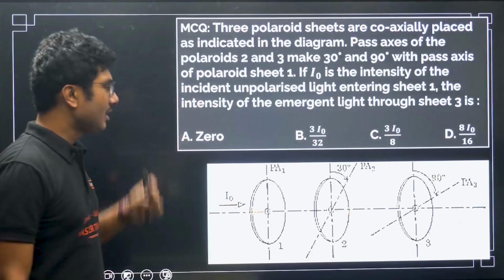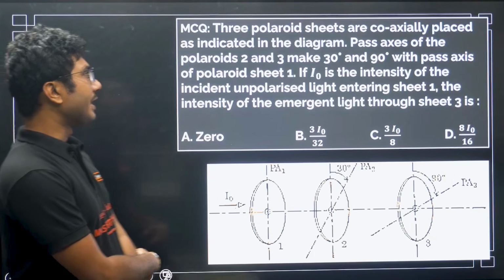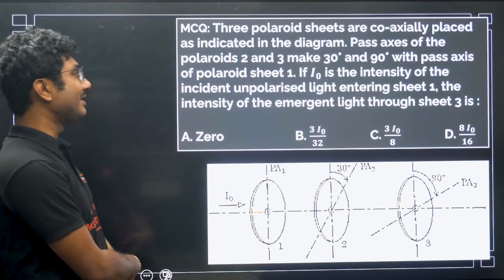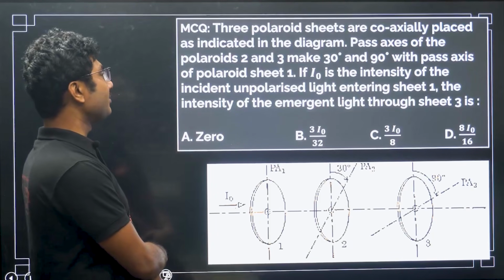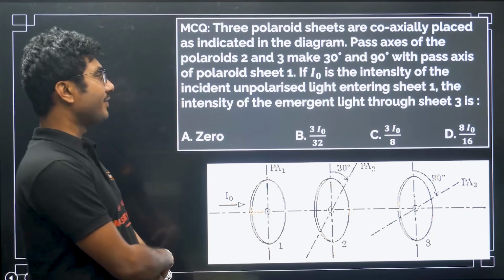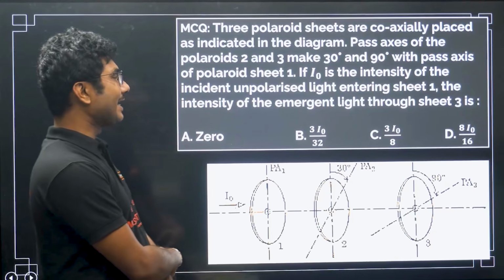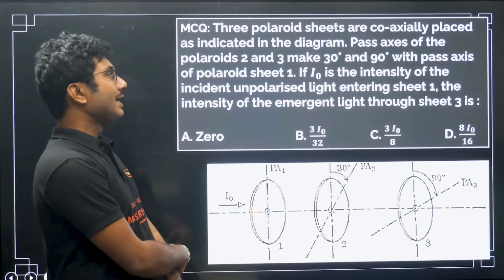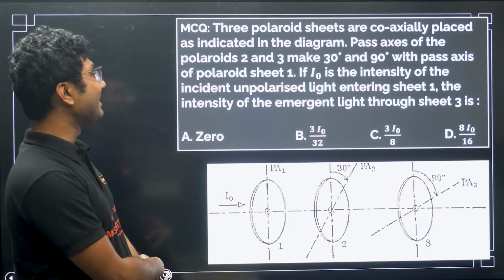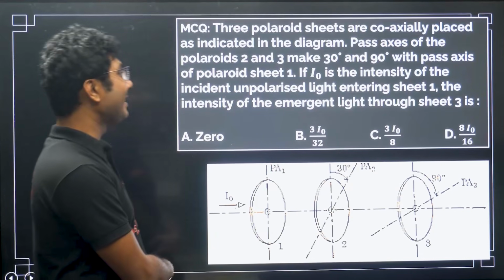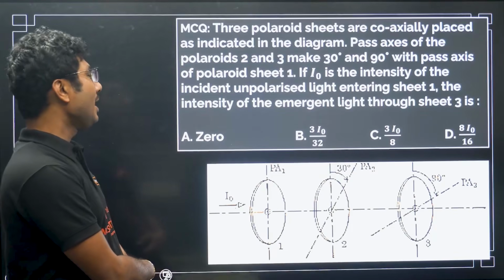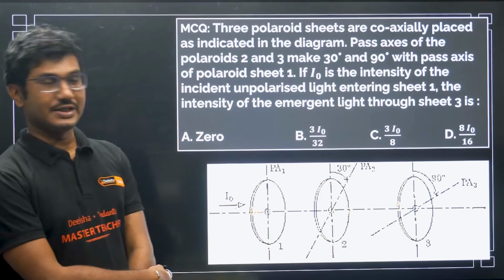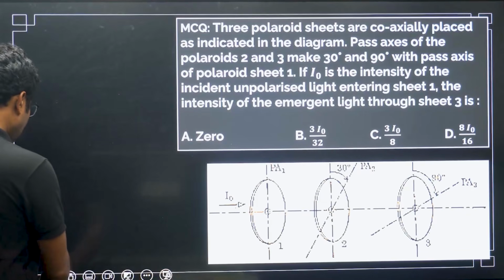Now, let us see a question. 3 Polaroid sheets are coaxially placed as indicated in the diagram. Pass axis of the Polaroids 2 and 3 makes 30 degree and 90 degree with the pass axis of the Polaroid sheet 1. If I naught is the intensity of the incident unpolarized light entering the sheet 1, the intensity of the emergent light through sheet 3 is. Okay, so let us see.